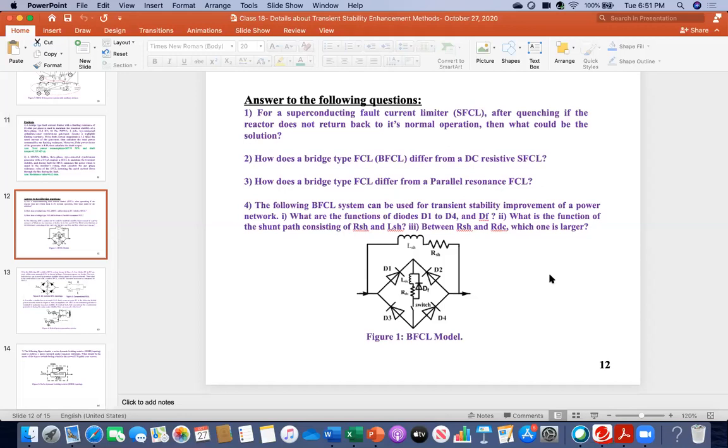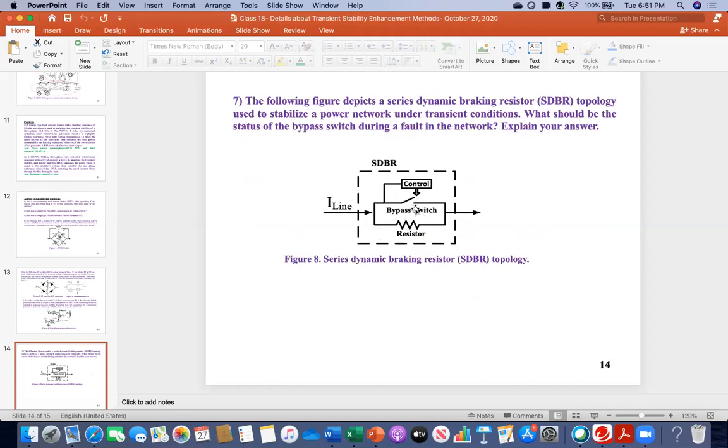Dr. Ali, can you explain what is the bypass switch? Number 7. Oh, okay. Bypass switch is this switch. Bypass switch means when current is not flowing through resistance, then current is flowing through the switch. That's why it is called the bypass switch. Bypass means detour. That is only the meaning.